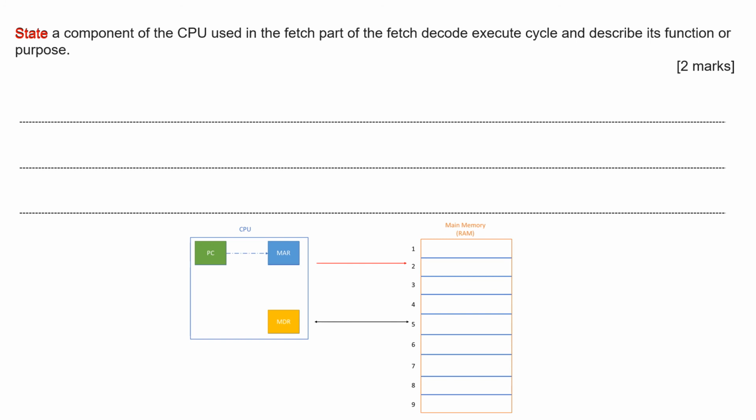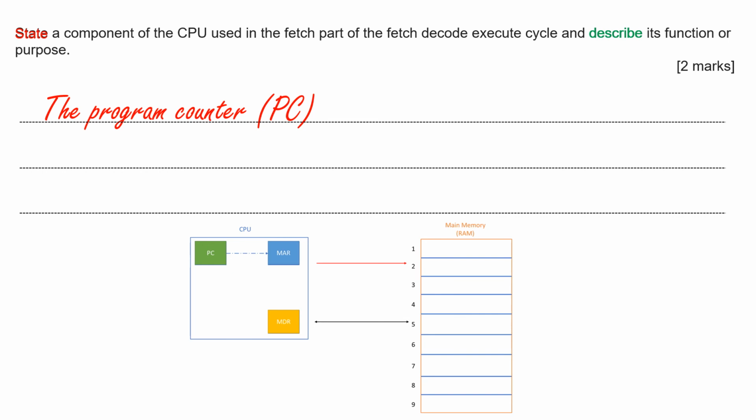The first mark: state a component of the CPU used in the fetch part of the fetch, decode, execute cycle. State is a keyword where we just literally need to name a key part. So we looked at lots of components and the picture below shows them all, and we could have any one of the program counter, memory address register, memory data register, address bus, data bus, or even main memory, RAM. So just picking one, just listing the name, the program counter, gets us the state mark. The second mark is to describe its functional purpose. Its functional purpose is its job.